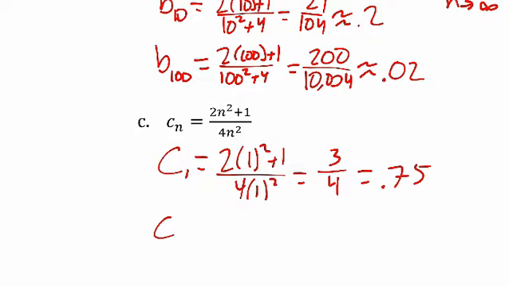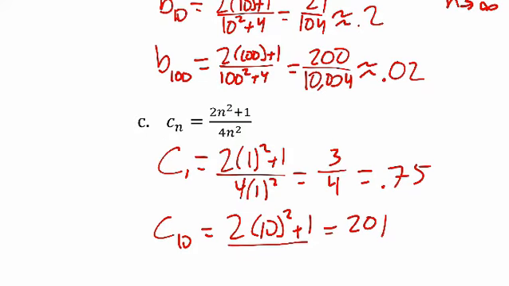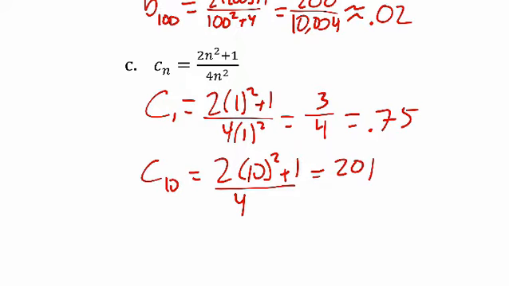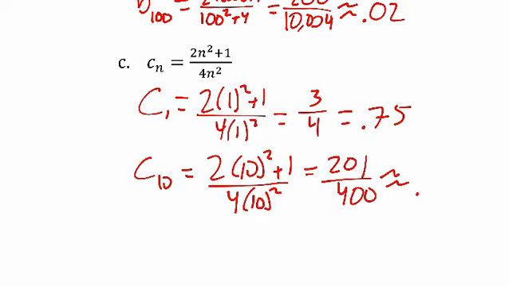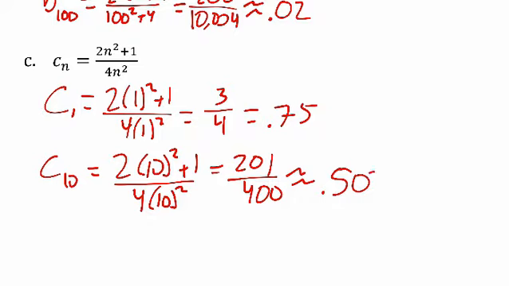Let's just jump to C sub 10. So we got 2 times 10 squared, so 2 times 100 plus 1. That's going to give us 201 over 4 times 10 squared, so 4 times 100 giving us 400. Now as a decimal, that's about equal to 0.5025.